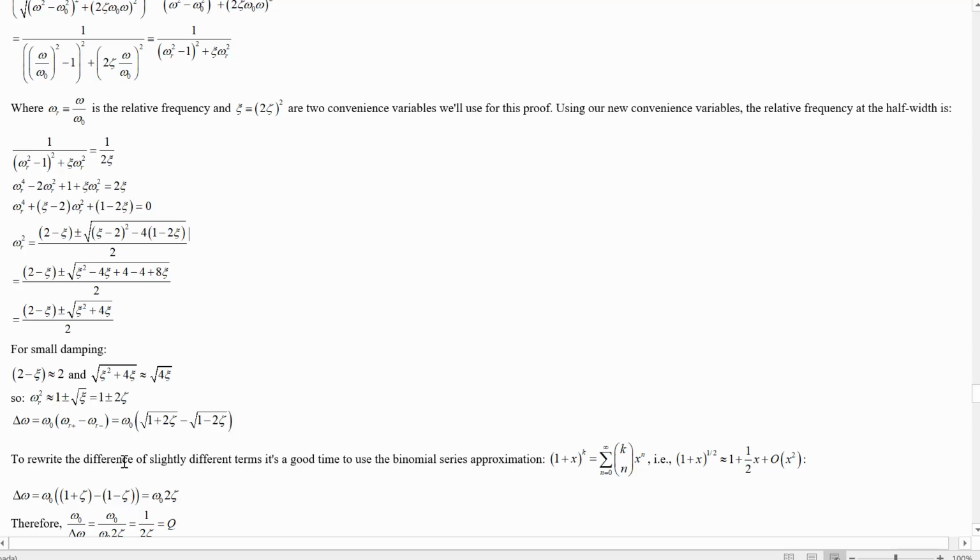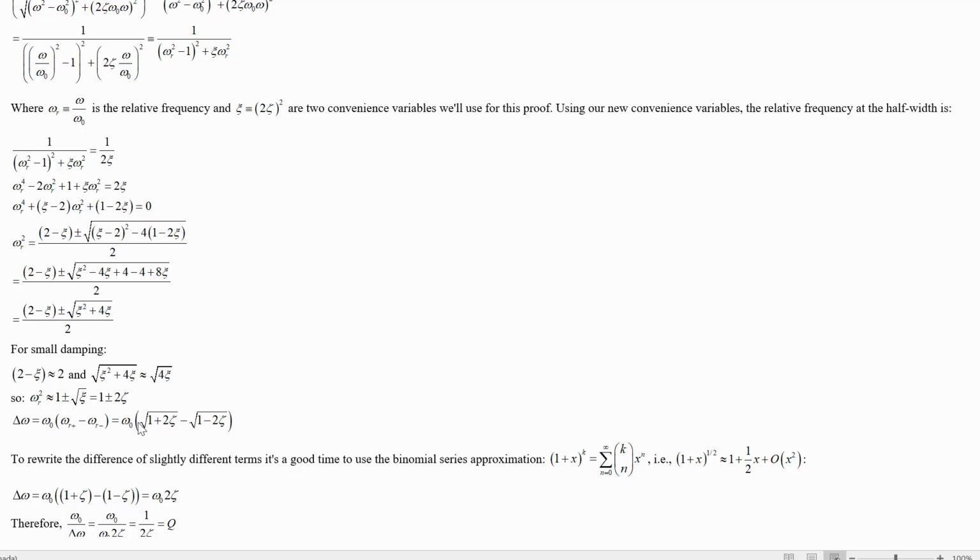And we need the positive roots of this. So even though we were okay with taking the negative root for 1 plus or minus root xi, we need the relative frequency to be positive. So that means we're left with omega r is the positive root of 1 plus 2 zeta, and root of 1 minus 2 zeta. And the width would be the difference between those two.